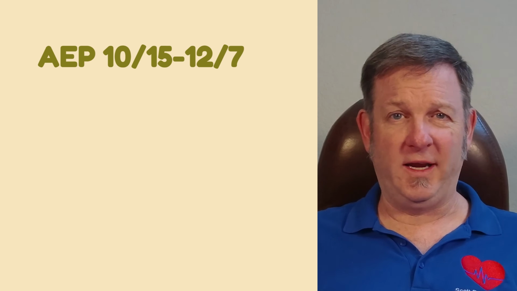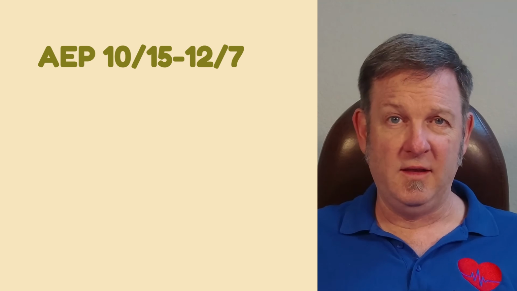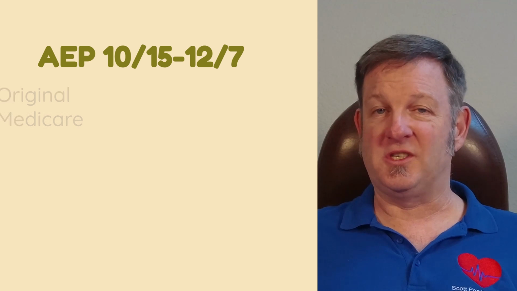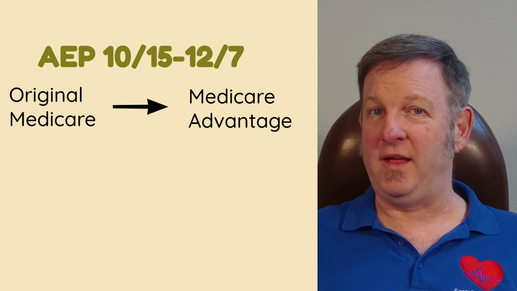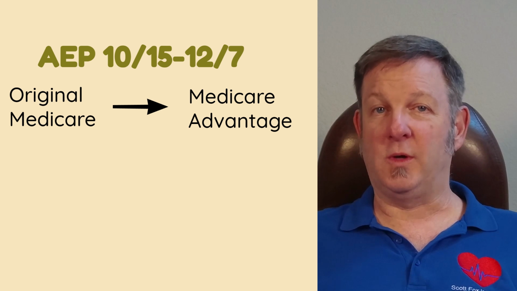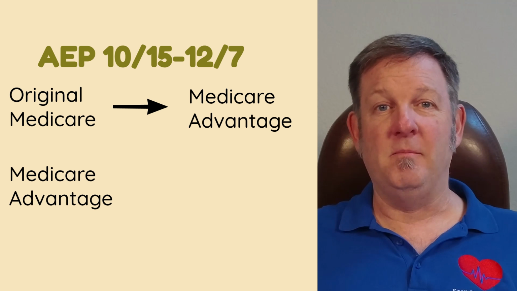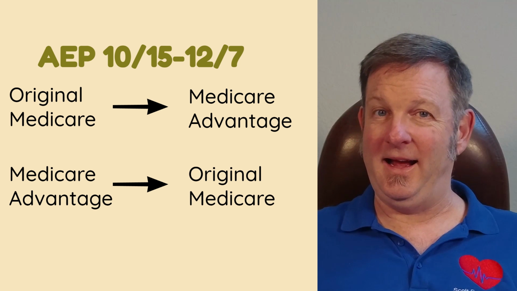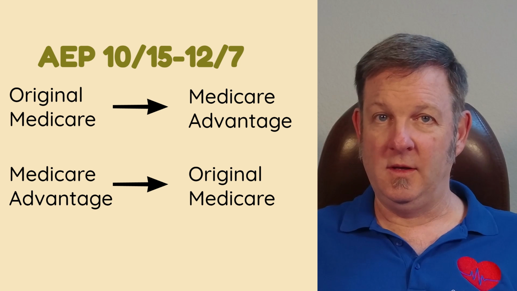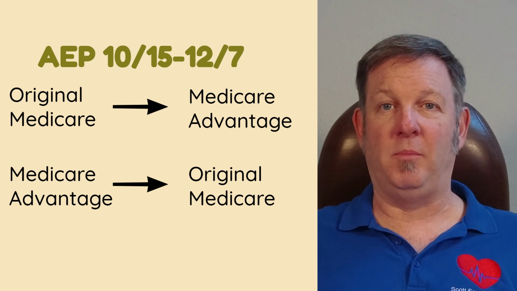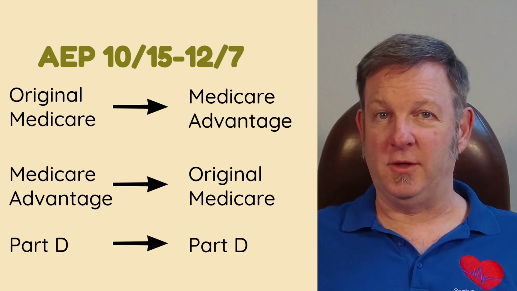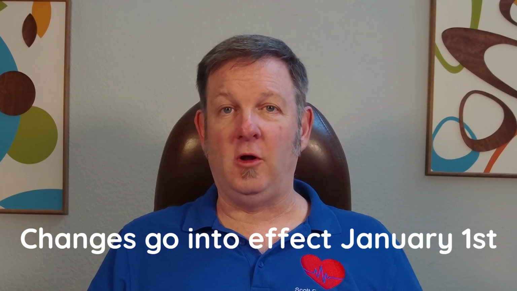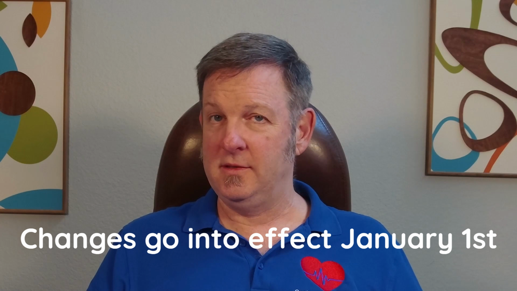So what can you actually do in each window? Well, during AEP from October 15th to December 7th, you could switch from original Medicare to a Medicare Advantage plan with or without drug coverage. You can switch from Medicare Advantage back to original Medicare and add a standalone Part D plan. You can also change from one Part D plan to another or drop or add drug coverage. Changes for all these start January 1st.